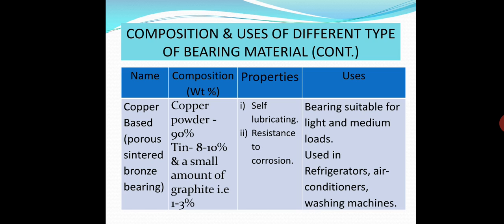These bearings are suitable for light and medium loads, used in refrigerators, air conditioners, washing machines, and the areas where lubricant should not come in contact. As this is a self-lubricating bearing, here we are not using lubricant. So in these areas where there is a danger of using lubricants, self-lubricating bearings are used. So this is all about your bearing material.